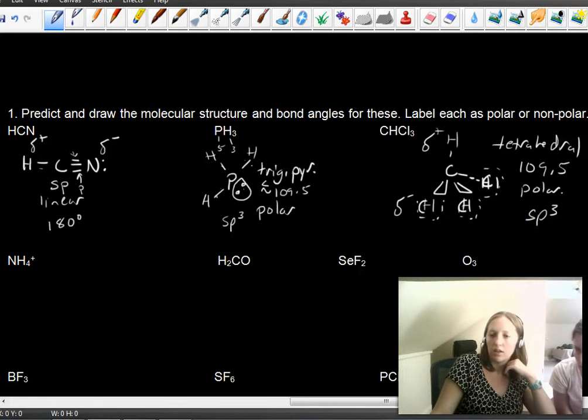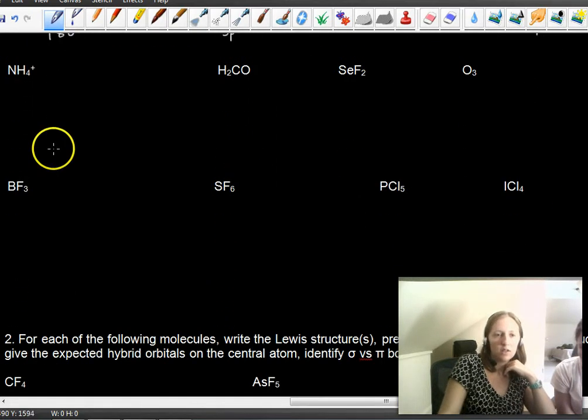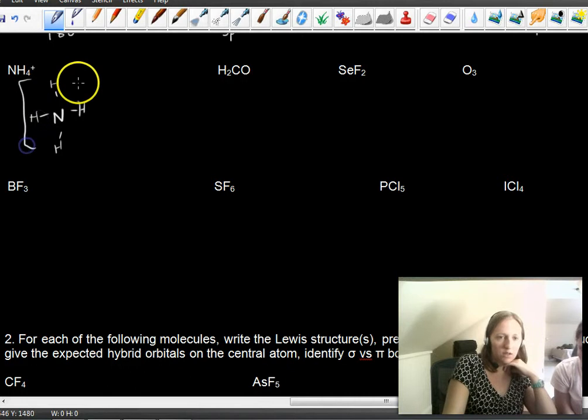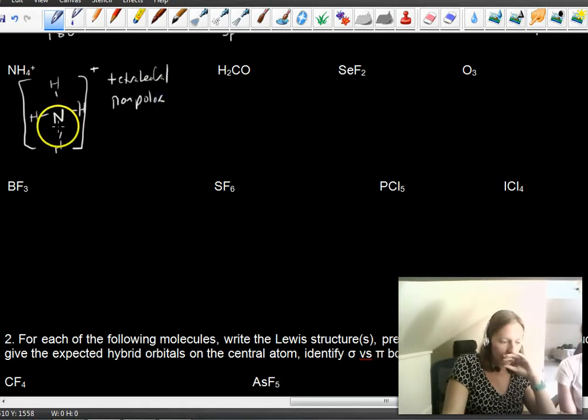All right, NH4+. You've got N and the H's. And that's going to be in a set of brackets because you have to draw the little plus for it to be an ion. So that's the ammonium ion. Again, it's connected to four things. That's tetrahedral. That's going to be nonpolar because it's all the same all the way around.